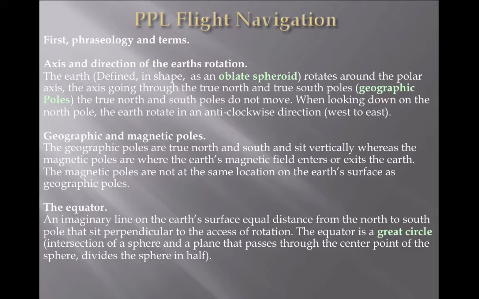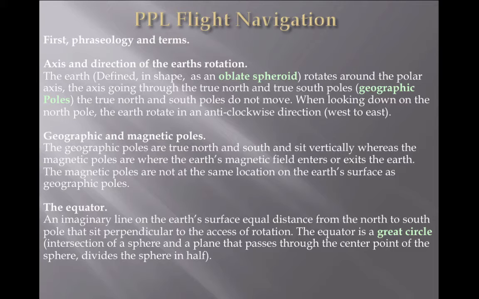So first of all, the axis and direction of the Earth's rotation. The Earth, defined in shape as an oblate spheroid, rotates around the polar axis. The axis going through the true north and true south poles, commonly referred to as the geographic poles. Please remember, everything highlighted in green you really need to take on board. These are the things that will get asked of you moving forward in the exams.